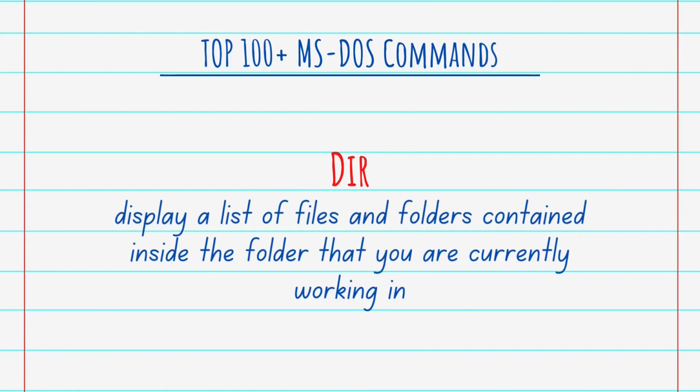Next is dir. The dir command is used to display a list of files and folders contained inside the folder that you are currently working in. The dir command also displays other important information like the hard drive's serial number, the total number of files listed, their combined size, the total amount of free space left on the drive, and more.